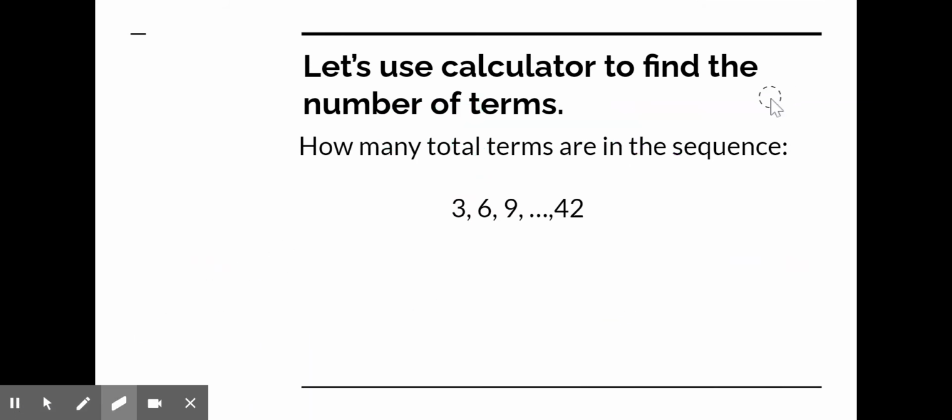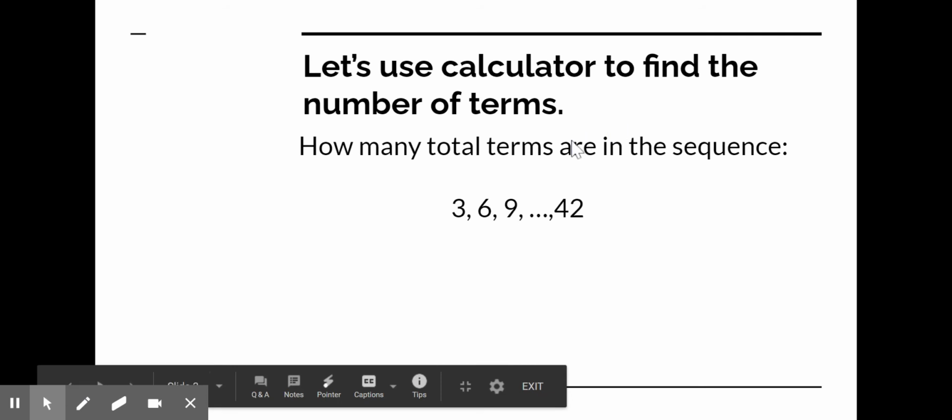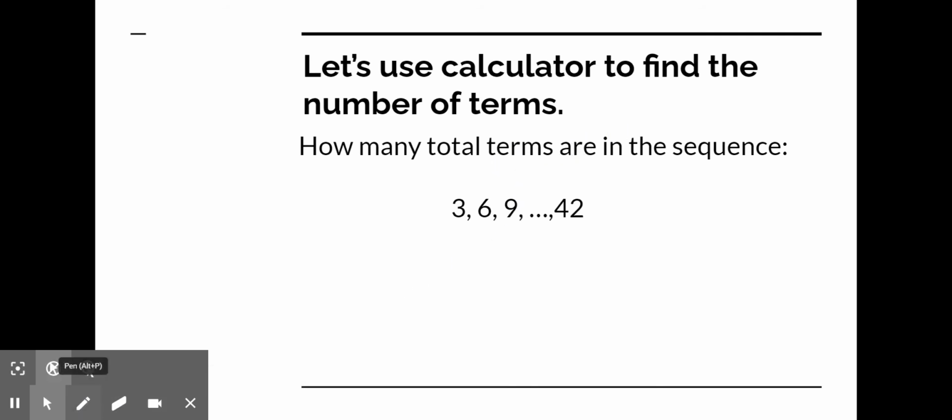Let's use the calculator to find out how many terms are in a sequence. This can be kind of tricky, and for a problem like this, the calculator can be very, very helpful. In this particular problem, I have an arithmetic sequence: 3, 6, 9, and then these three dots, which mean go on, keep counting. I'm getting tired. I'm not going to write them down anymore. And then I'm going to end at 42.